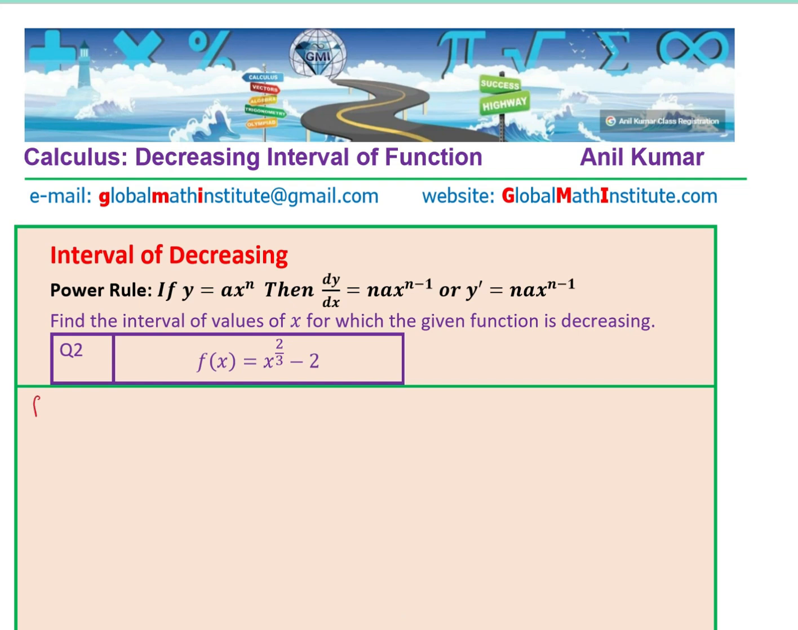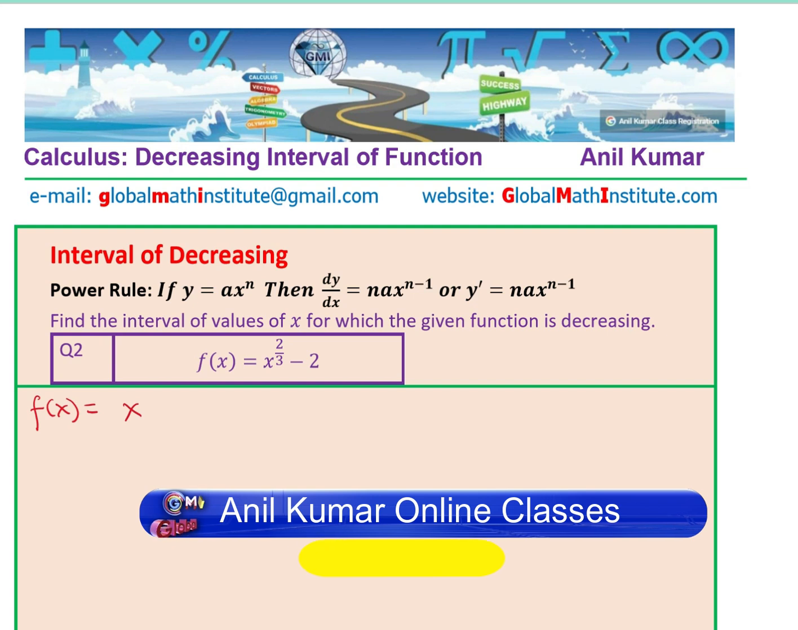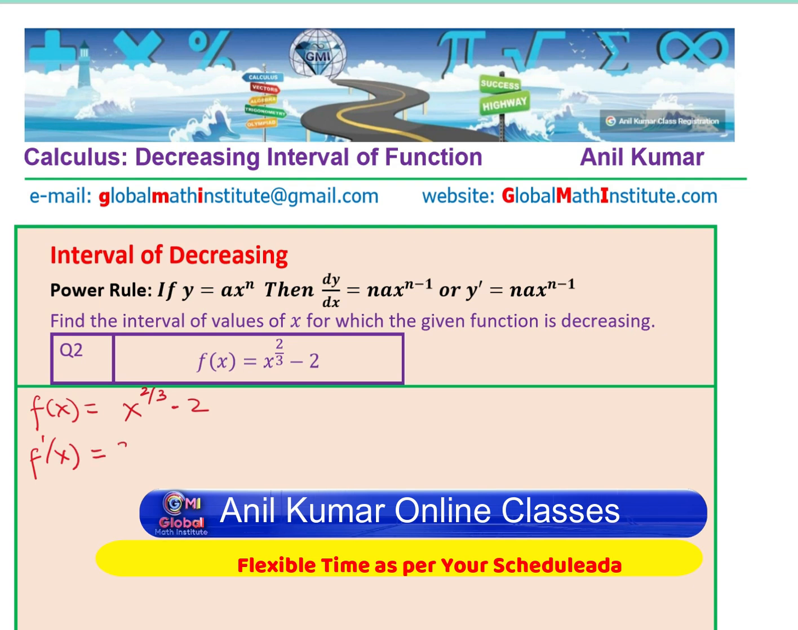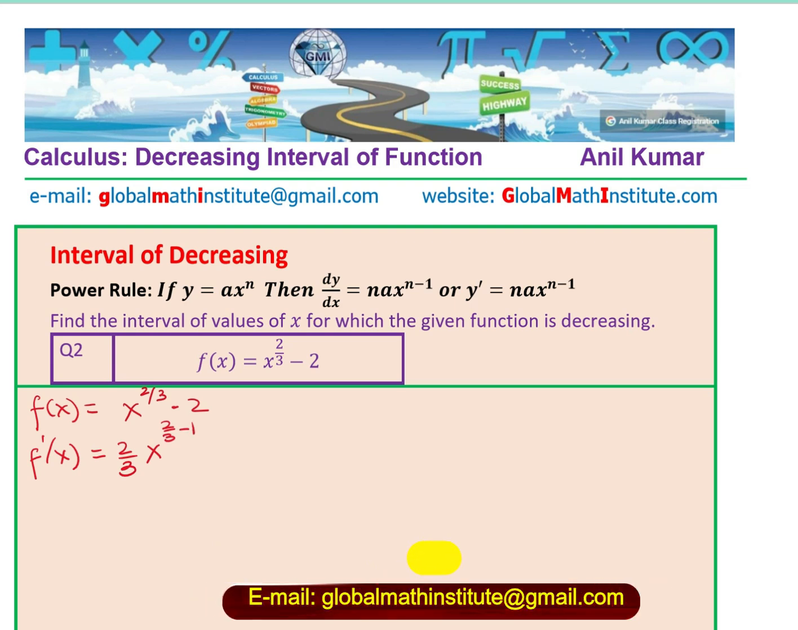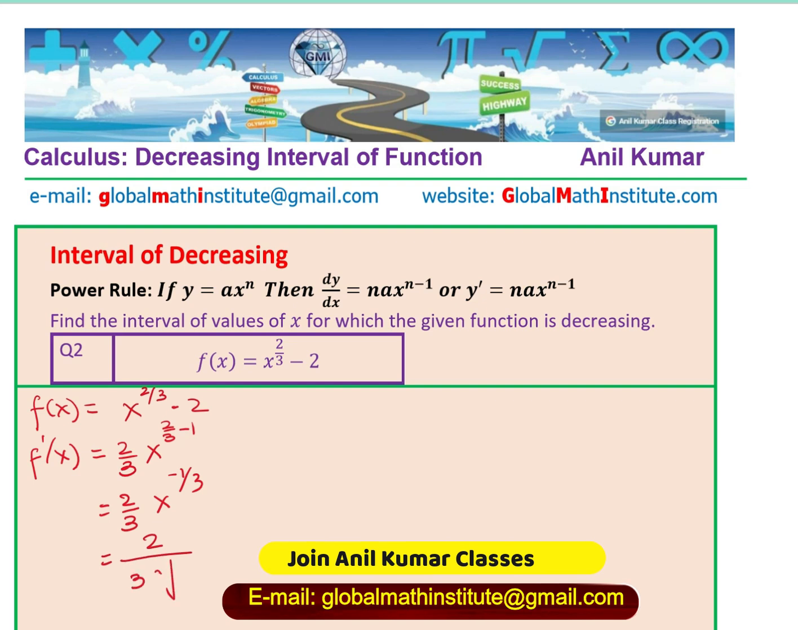Now the question for us is f of x equals x to the power of 2 over 3 minus 2. Find the first derivative. So the derivative of this function is 2 by 3 x to the power of 2 by 3 minus 1. We applied the power rule, right? So that gives you 2 by 3 x to the power of minus 1 over 3, and that is 2 by 3 and cube root of x, right?